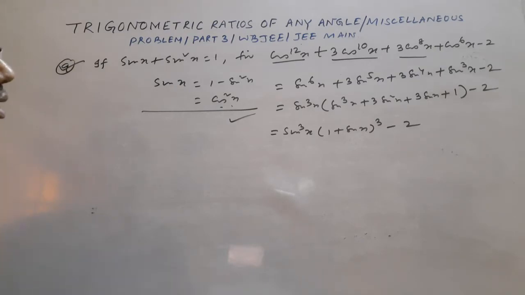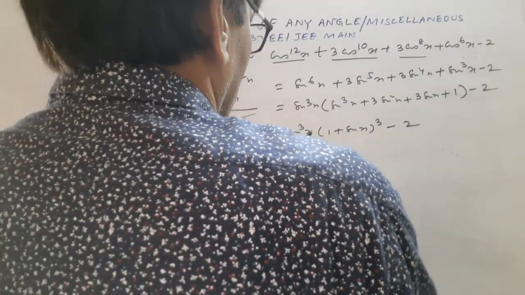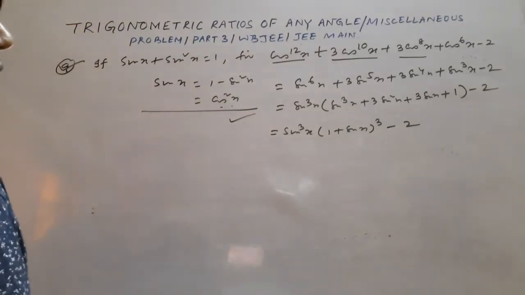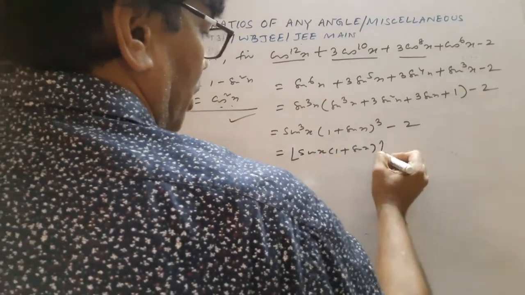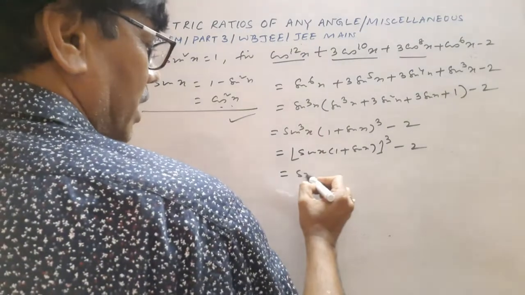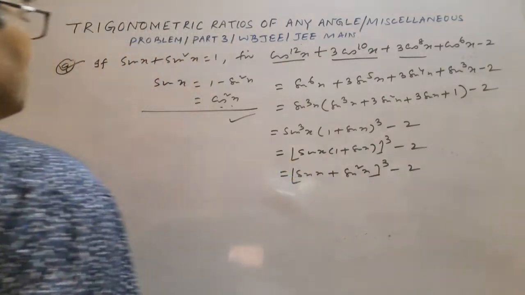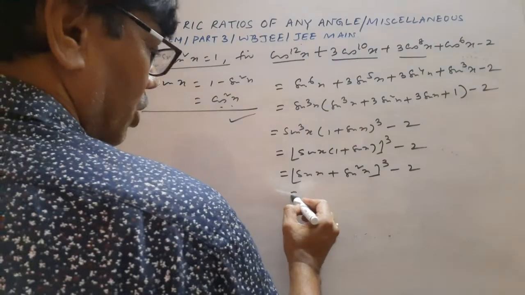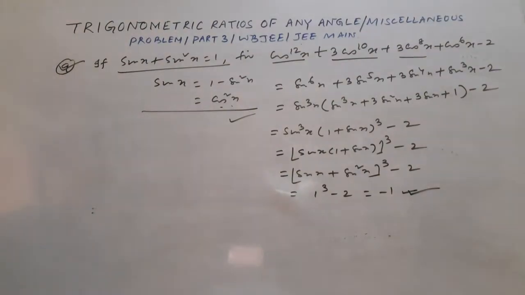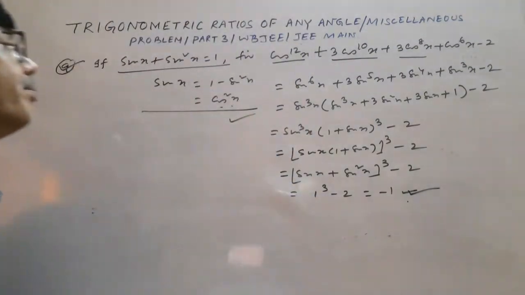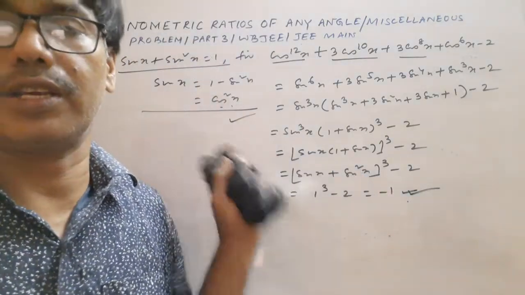So what is 1 plus sin x whole cube? This is sin cube x into 1 plus sin x whole cube minus 2, that is, sin x plus sin square x whole cube minus 2. Now what is sin x plus sin square x? This is 1. So 1 cube minus 2, and the final value is minus 1. You have already solved this kind of problem in secondary classes.